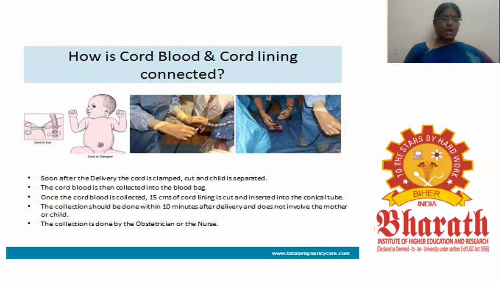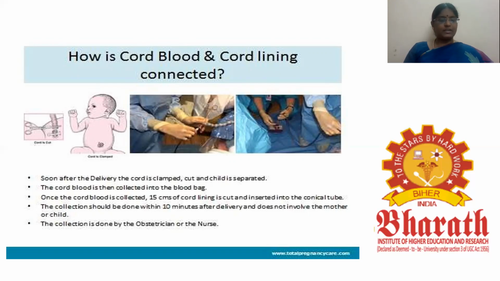So this diagram shows how the cord blood is collected from the cord lining. First, soon after the delivery, the cord is clamped and cut and the child is separated. We all know about this type of cord blood collection, which is taking place in many hospitals nowadays. The cord blood is then collected into the blood bag, and once the cord blood is collected, 15 centimeters of cord lining is cut and inserted into the conical tube.